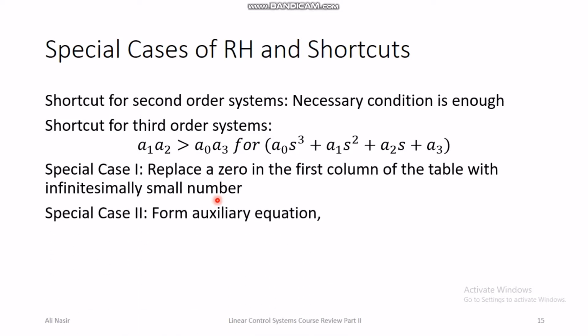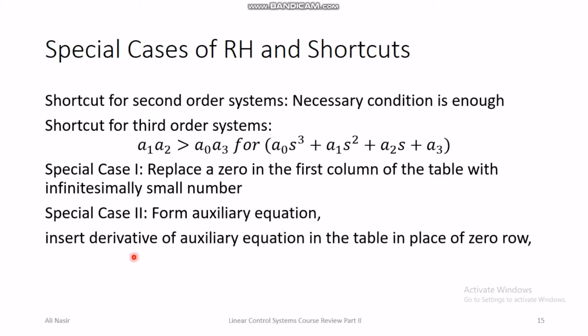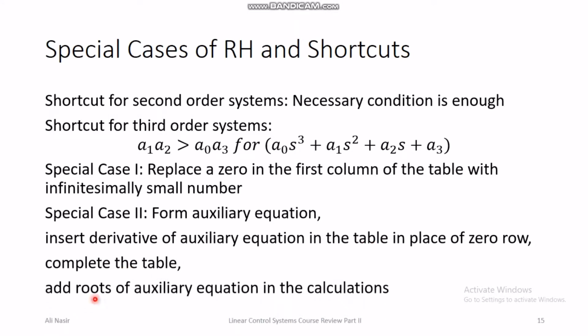Then there is special case 2, where the whole row of the Routh table becomes 0. If the whole row of the Routh table becomes 0, then you pick the row above the 0 row and form the auxiliary equation, and insert the derivative of the auxiliary equation in the table in place of the 0 row, and then complete the table as usual, and then add the roots of the auxiliary equation in the calculations of stability.